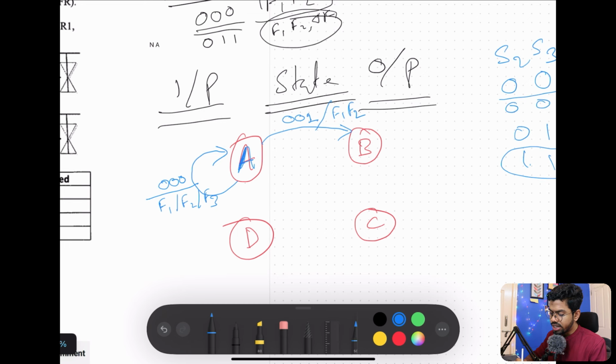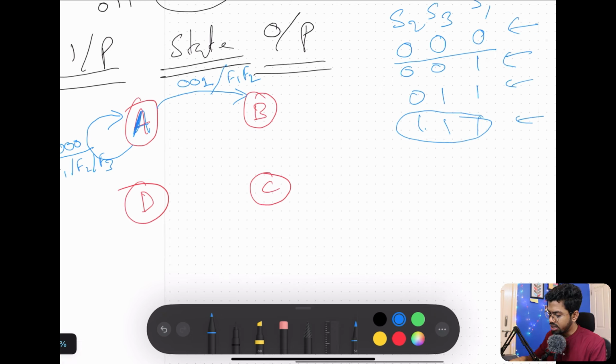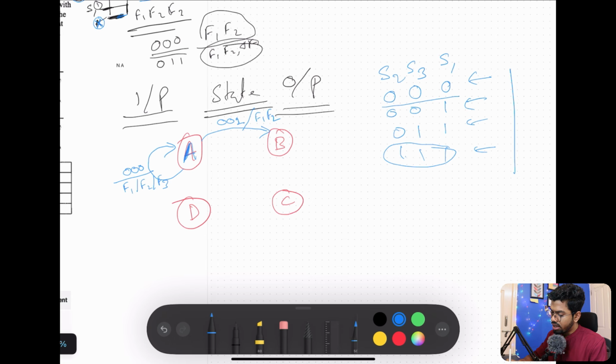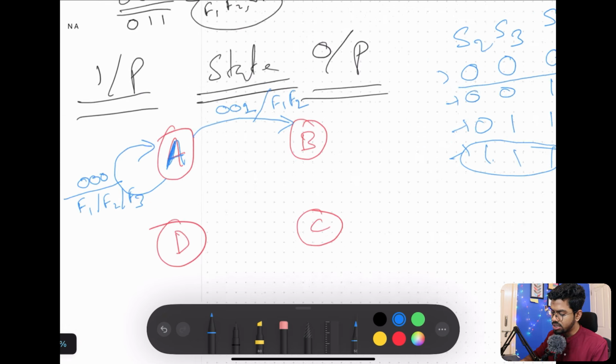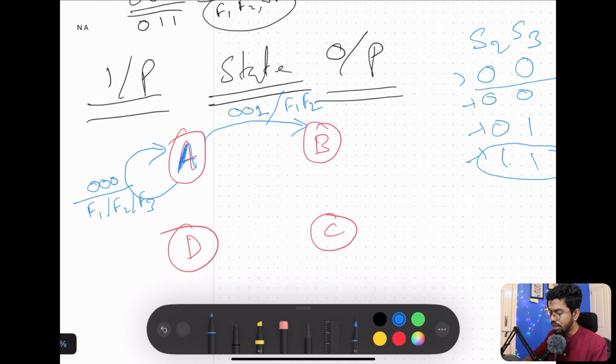Any other state can I receive anytime I am at input A? No, I can't get 0 1 1 also. 0 1 1 I have already shown I can go there, and if it is 0 0 0 then I would be here, and this, and we have these 4 valid input combinations only. Okay, now let us assume in state B what would be happening.